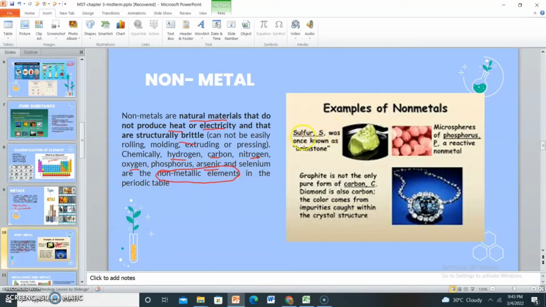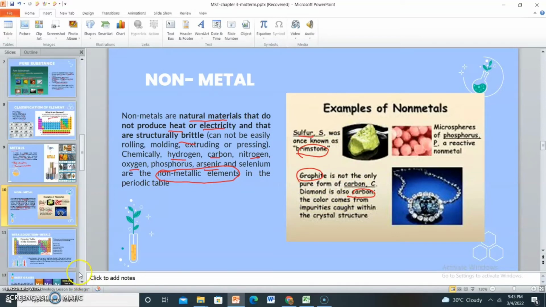For example, these: sulfur or brimstone, microsphere of phosphorus, is non-metal, and graphite, that is only pure from the carbon, and diamond. So that's the example of non-metals.